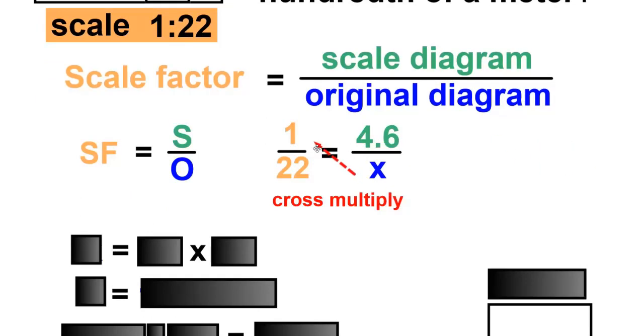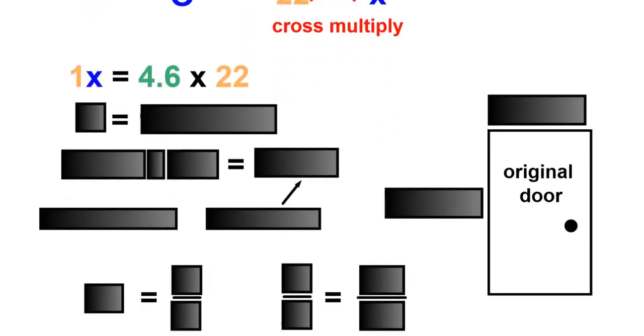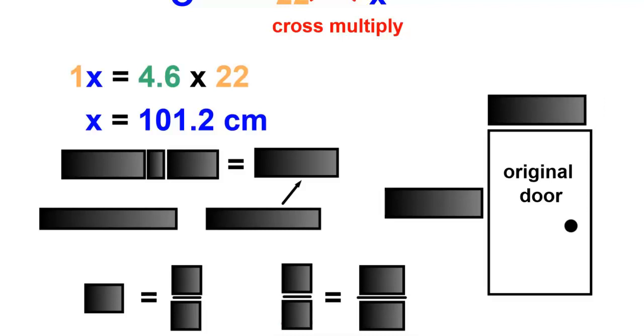To solve, we can cross multiply. 1 times x equals 4.6 times 22. 1 times x can be written as just x, and 4.6 times 22 equals 101.2 centimeters.